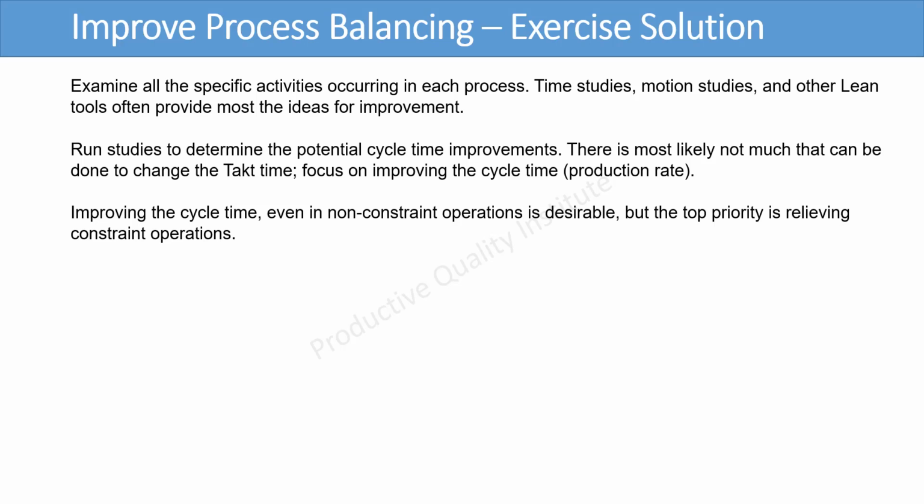Examine all the specific activities occurring in each process. Time studies, motion studies, and other lean tools often provide most of the ideas for improvement. Run studies to determine the potential cycle time improvements. There is most likely not much that can be done to change the takt time. Focus on improving the cycle time, production rate. Improving the cycle time, even in non-constrained operations, is desirable, but the top priority is relieving constrained operations.